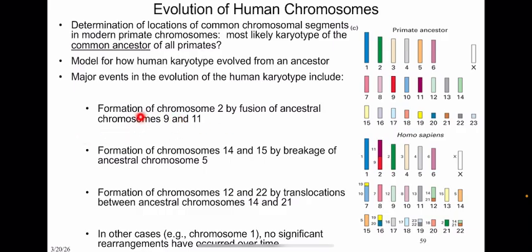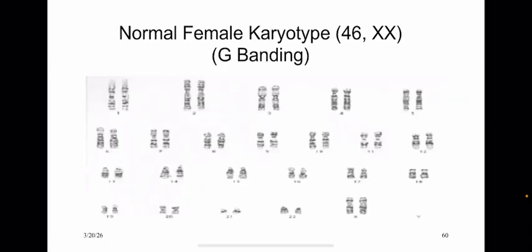The formation of chromosome 2 in humans. Our chromosome 2 is formed by chromosomes 9 and 11 of our ancestors. So 9 and 11, the red and wine, I call this color wine. So the red and wine of our ancestors came together to form our chromosome 2. And also our chromosomes 14 and 15 were formed by the breakage of ancestral chromosome 5, this yellow or orange one. So these are them. You can just take time and read through.